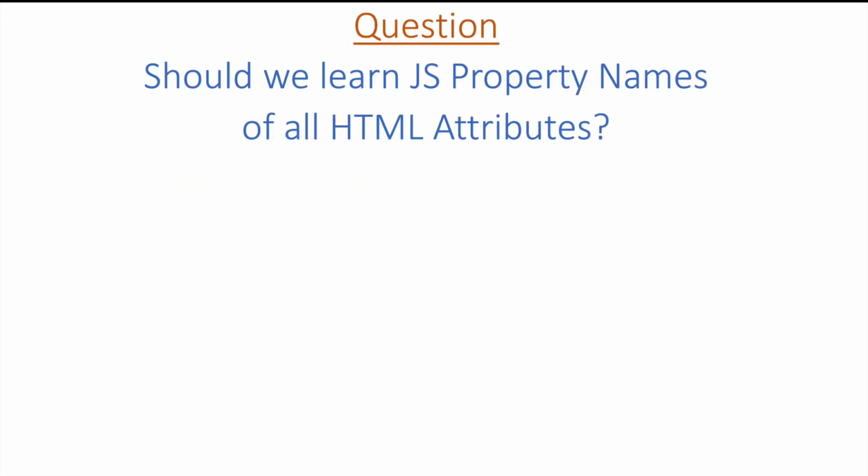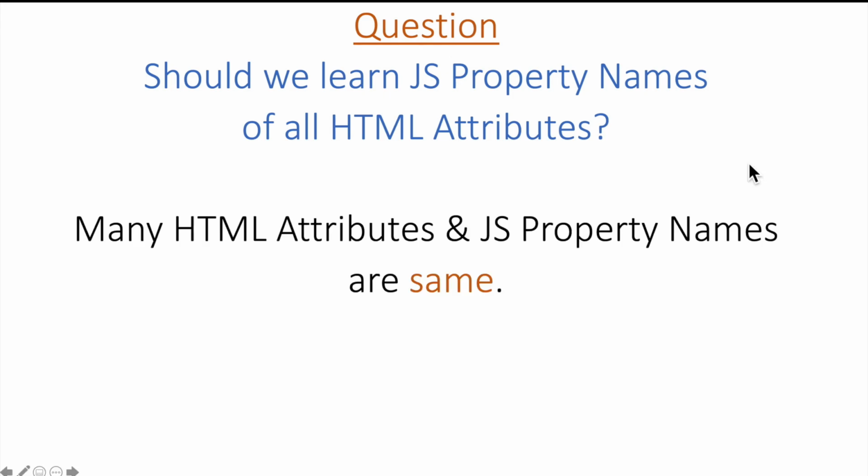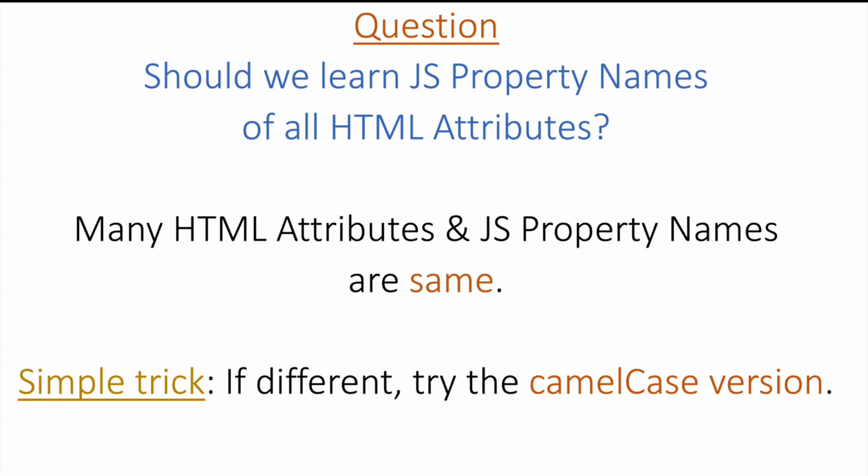Now that we have understood the importance of JavaScript properties, should we learn JavaScript property names of all HTML attributes? And the answer is no, because many HTML attributes and JavaScript property names are the same. And there is a simple trick in case they are different. If we try the camel case version of the HTML attribute, we usually get the JavaScript property name.